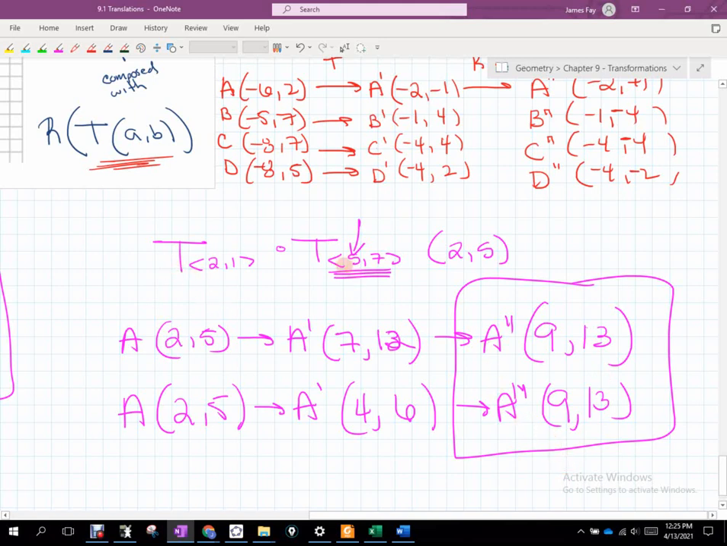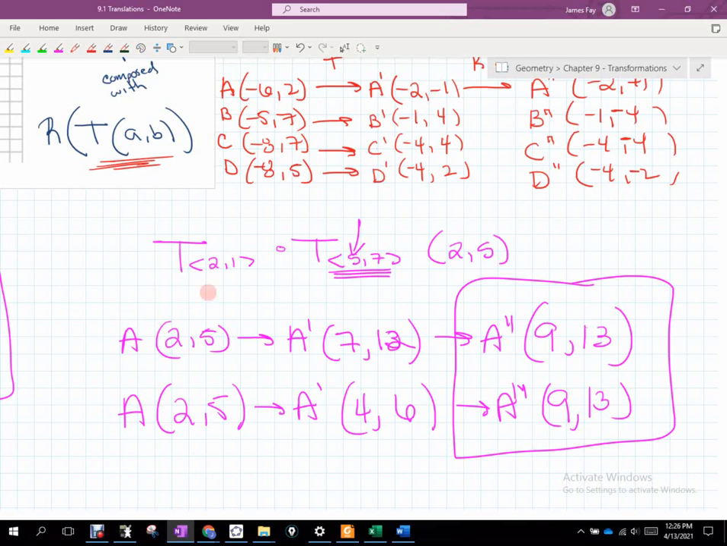Are those two the same? But do we do it in different orders? So what's that tell you about the ordering of translations? They're the same regardless of the order, right? What property is that? Commutative. Composite translations are commutative. Not all transformations are that way.